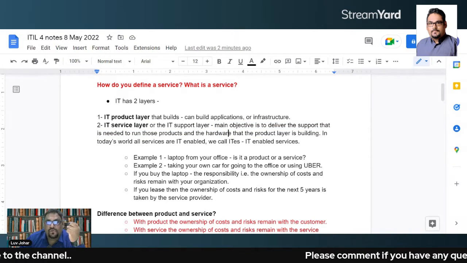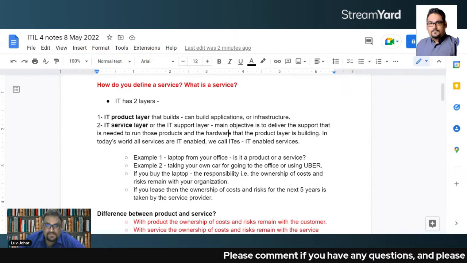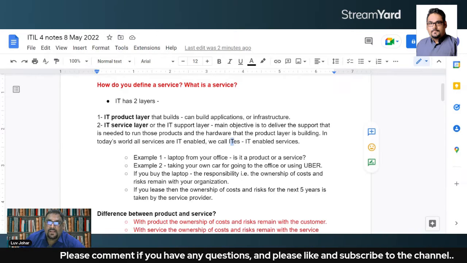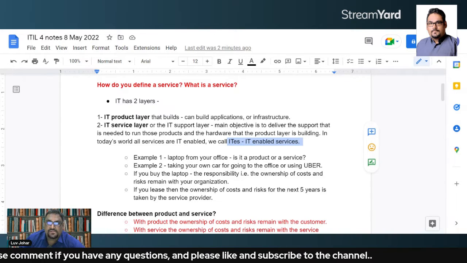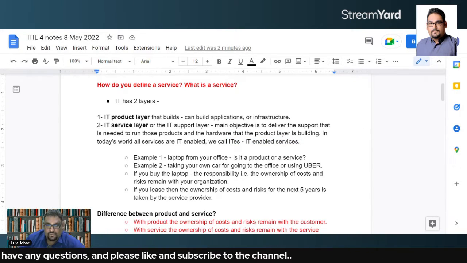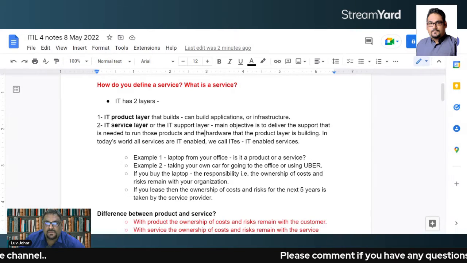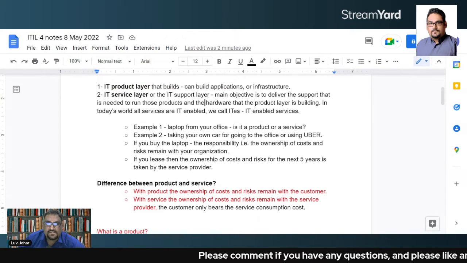In today's world, all the services are IT enabled, so we call them ITES, IT enabled services. Most of the organizations these days are IT enabled. Without IT, I do not think there would be any organization, guys. It's a really important and basic thing nowadays.